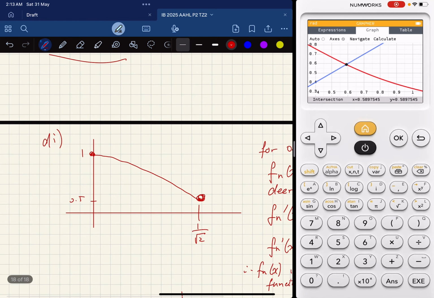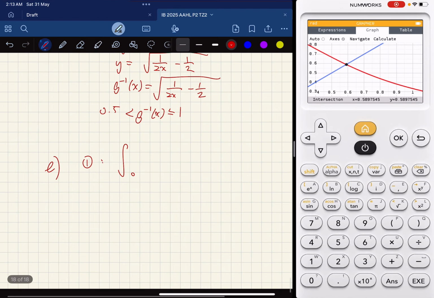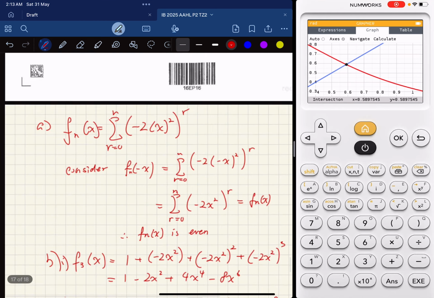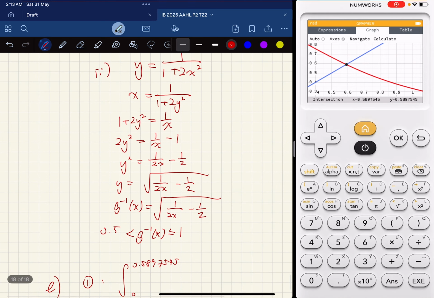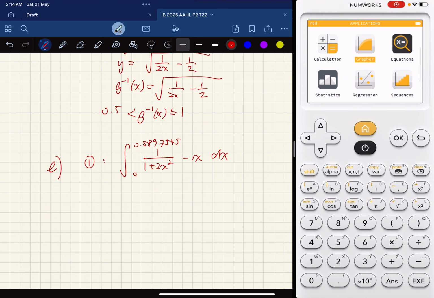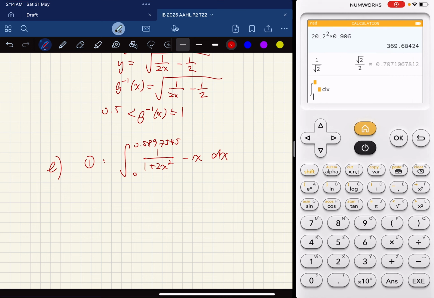So name that 1. Okay, so the area will be from 0 all the way to 0.5897545 of the top curve minus the bottom curve. So the g(x), which is the thing that we got here, 1 over 1 plus 2x squared, minus x, dx. Same thing, you don't need to integrate yourself, you should use the calculator to help you.